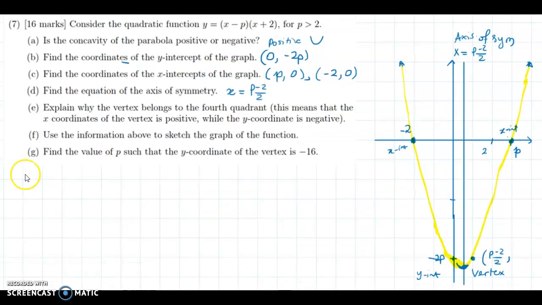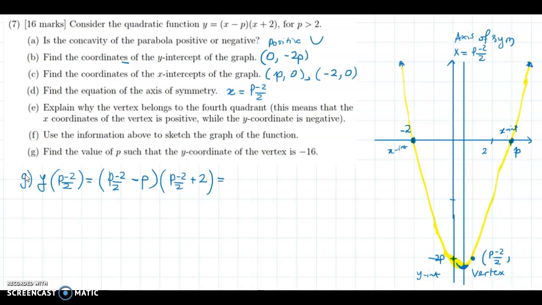So let's do it. To find the y-coordinate of the vertex, I need to evaluate our function y at the x-coordinate of the vertex, so at (p minus 2) over 2. So I'm going to substitute the value of x by that value, so I'm going to have (p minus 2) over 2 minus p in the first bracket, and then that times (p minus 2) over 2 plus 2 in the second bracket. Inside each bracket, I'm going to take common denominators so I can sum the terms that they have.